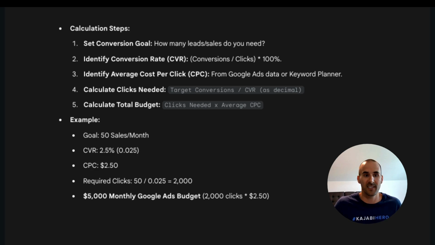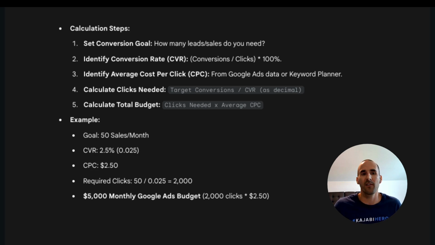So here's an example. Let's say your goal is to get 50 sales per month. Your conversion rate is 2.5%. Your cost per click is $2.50. The required number of clicks that you have is 50 divided by that 2.5%, which would equal 2,000 clicks. Now, since you know your cost per click, you take that 2,000 required clicks and then you multiply that by your cost per click, which is $2.50, which would give you a monthly Google Ads budget of $5,000.